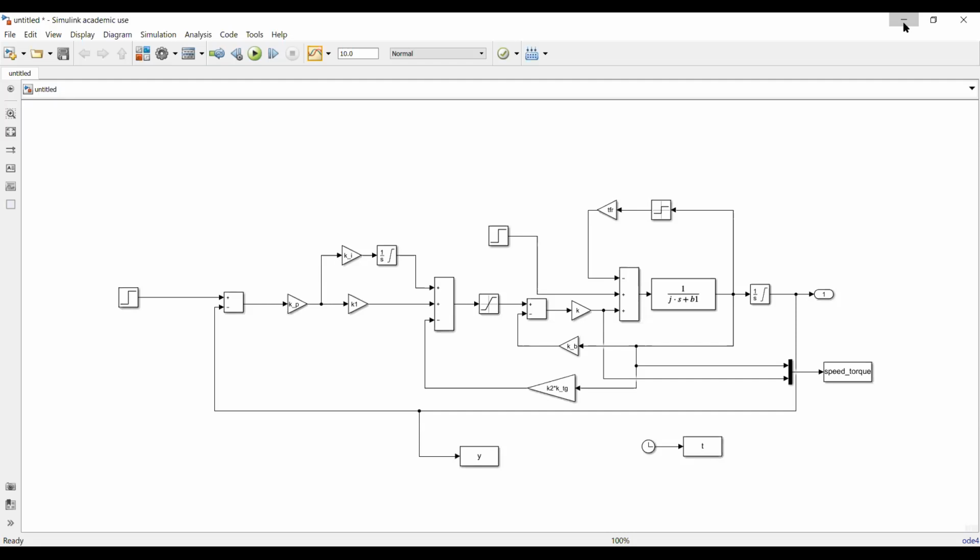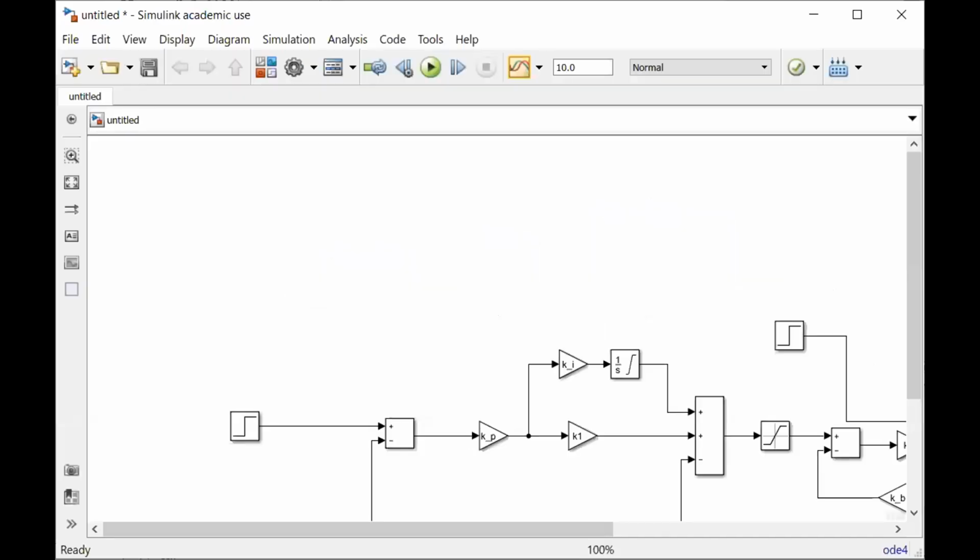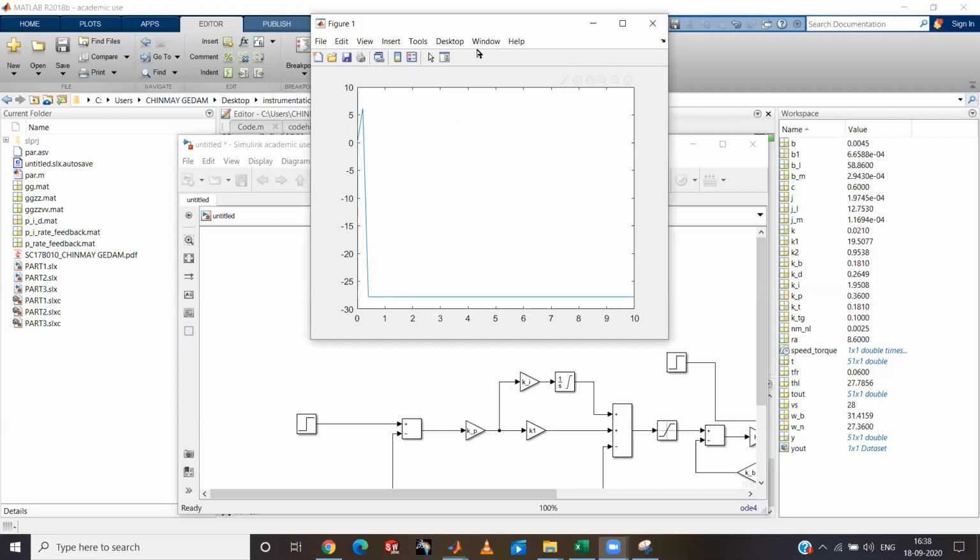Sir, what can be the reason for this error? Which error? Sir, this result is correct. Show the time and show the speed result. We are not able to see your result. Share the screen, not the window. Yeah. I am getting this result.